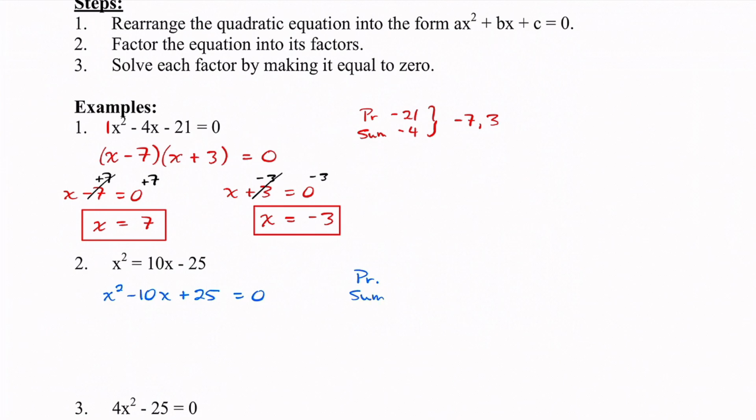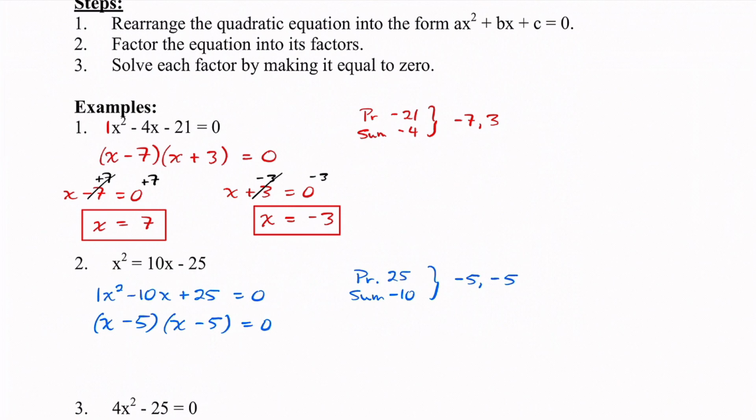So we have that. Can't pull out anything from all the terms, so I can do my product and my sum here next. So our product, again, is that first number times the last number, so that's going to give me positive 25, and then the sum is the middle number, negative 10. Okay, so two numbers that multiply to 25, sum up to negative 10, it's going to be negative 5 and negative 5. So we got x minus 5 and x minus 5.